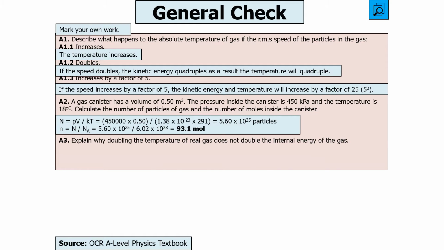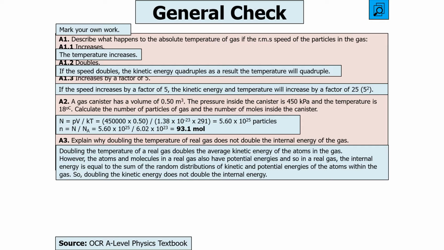Now in the last question, doubling the temperature of a gas in the real world doesn't actually double the internal energy. It will double the kinetic energy of the atoms in the gas, but the atoms and molecules in a real gas will also have potential energies, which we don't assume in an ideal gas. So in a real gas, the internal energy is equal to the sum of the kinetic and the potential energies of the atoms within the gas. So doubling the kinetic energy won't equal doubling the internal energy, because there's potential energy there as well.